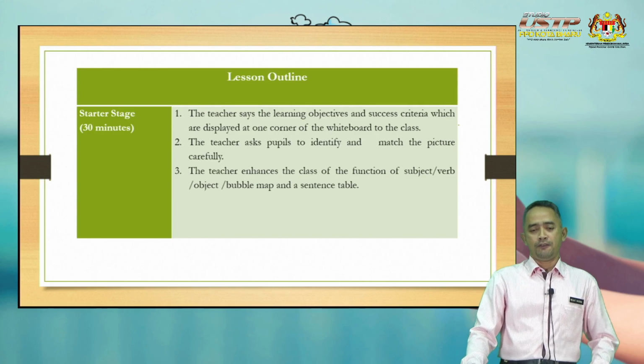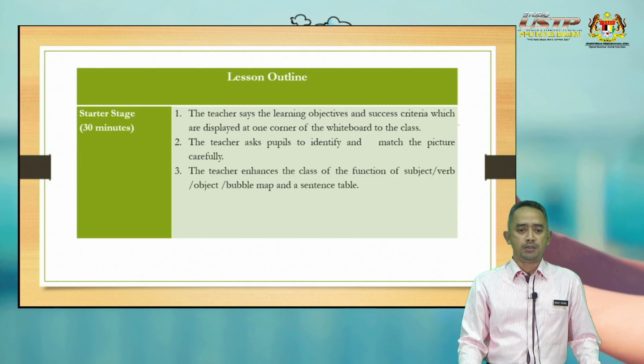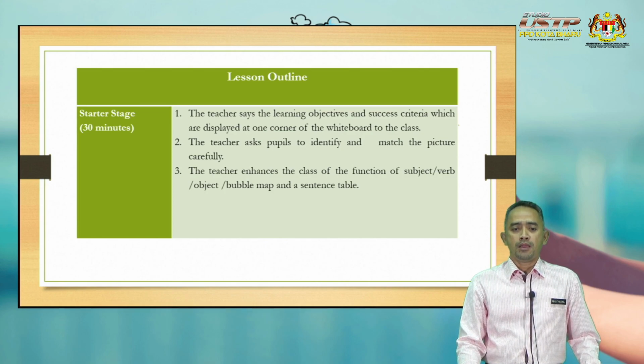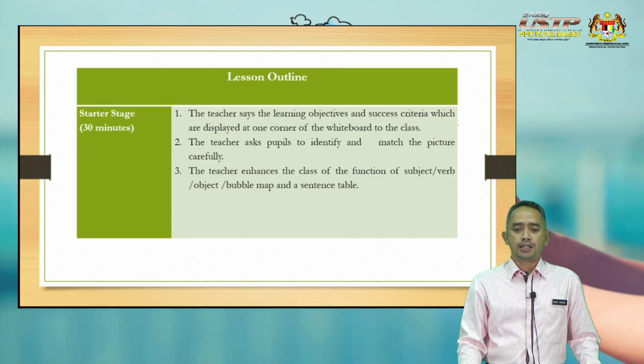Next, the lesson outline. This is the starter stage, and it takes about 30 minutes. The teacher says the learning objectives and success criteria, which are displayed in one corner of the whiteboard, to the class. The teacher asks pupils to identify and match the pictures carefully. The teacher explains to the class the function of subject, verb, object, bubble map, and sentence table.